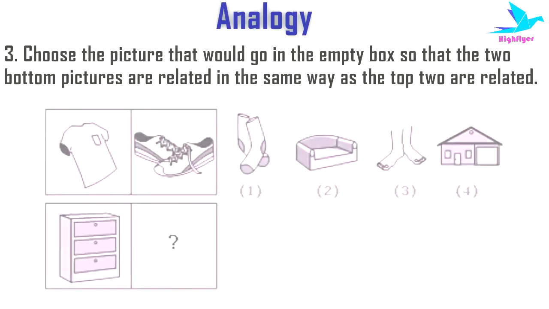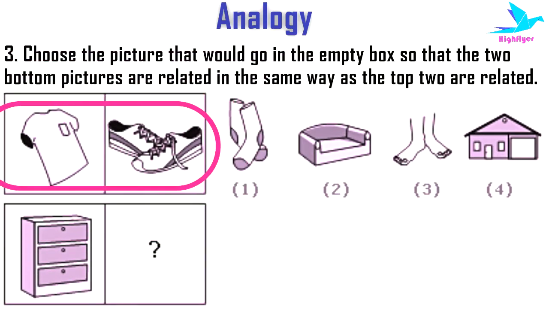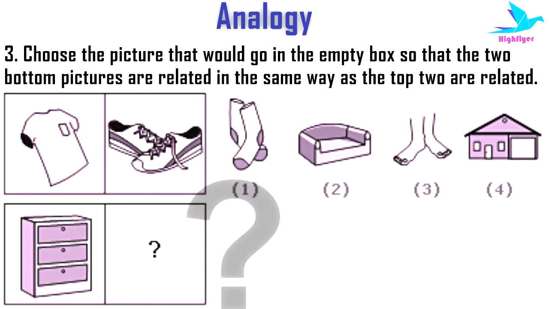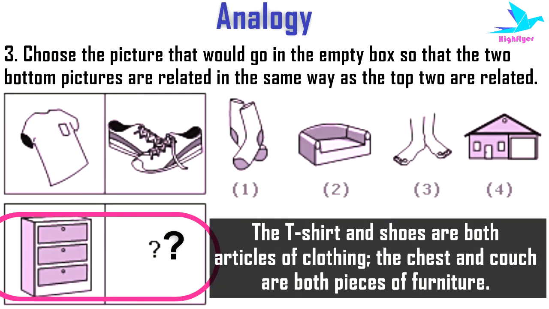Next example of similar type. Now on the top we can see a t-shirt and shoes. Now the relation between the two is that both are clothing materials. And in the second picture we can see a drawer. And from the options, something which is in the same category as a drawer is a couch, because both drawer and couch are furniture. So the right option is option 2.